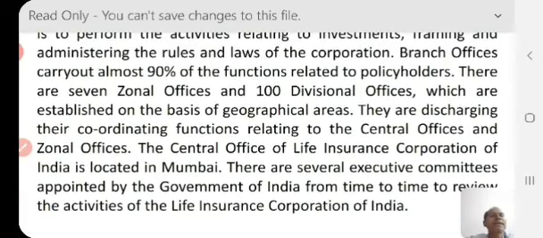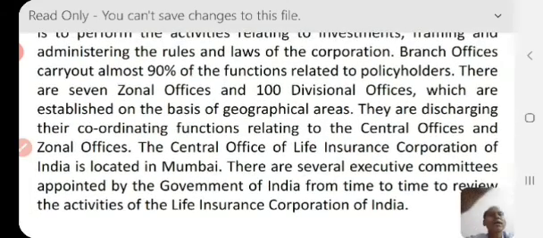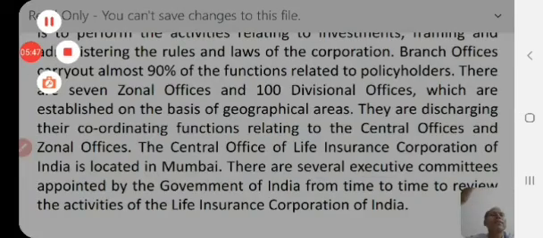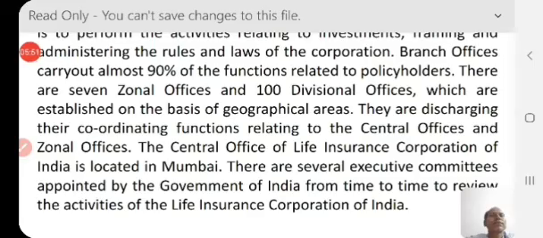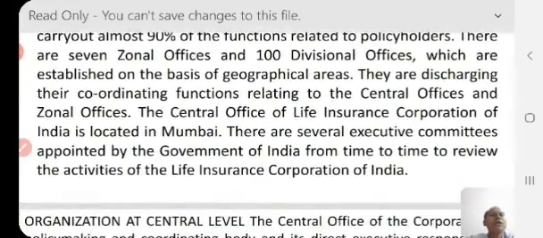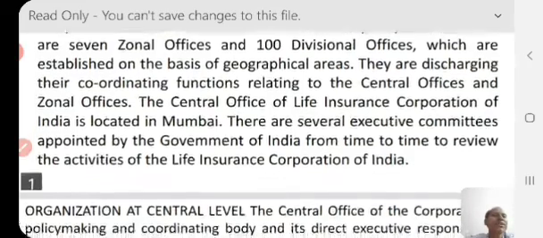So the LIC central office is located in Mumbai, and there are several committees appointed by the central government from time to time to review the activities of LIC of India.